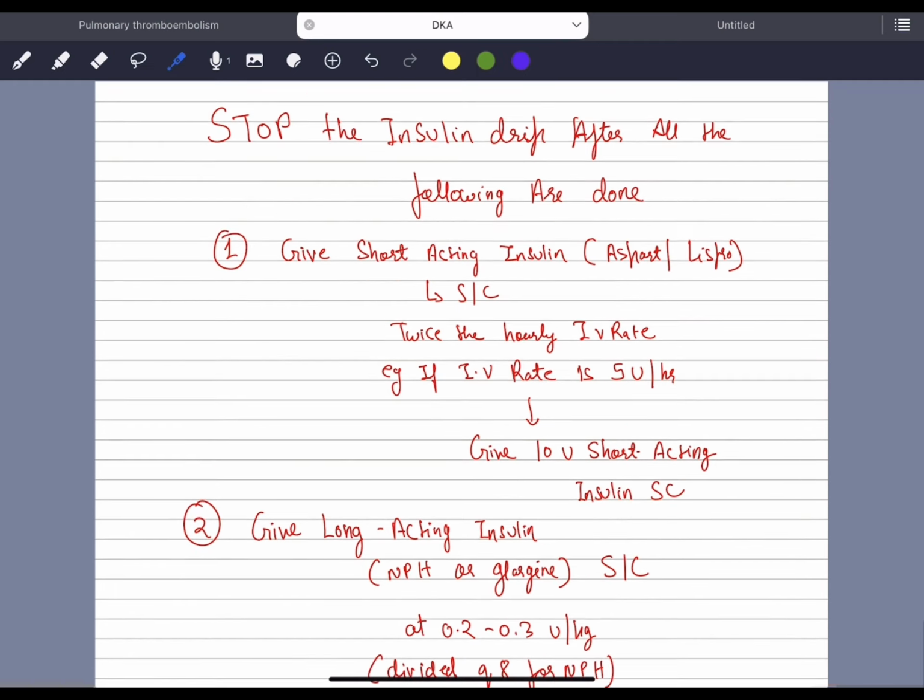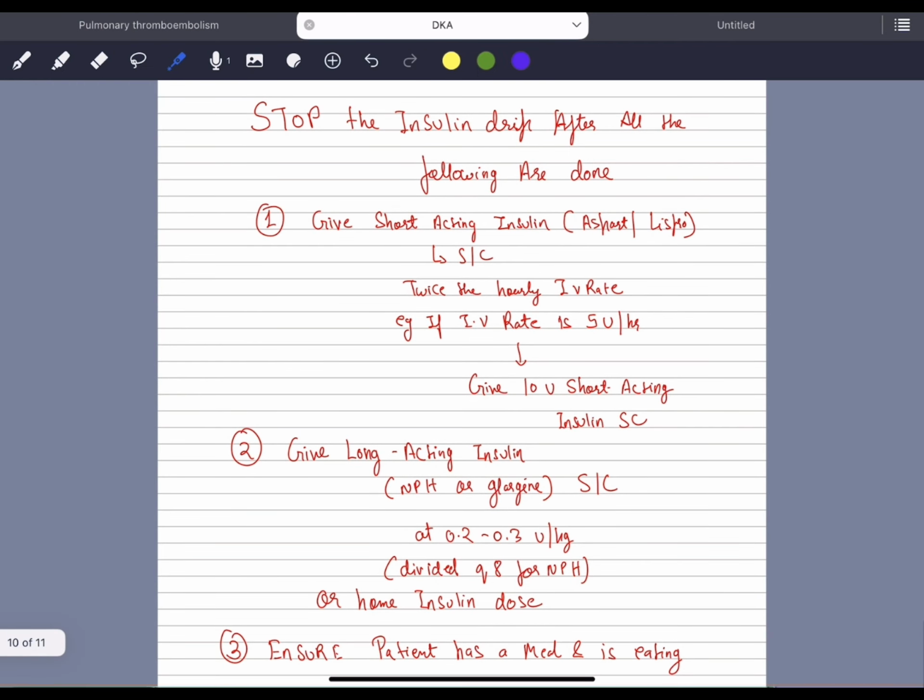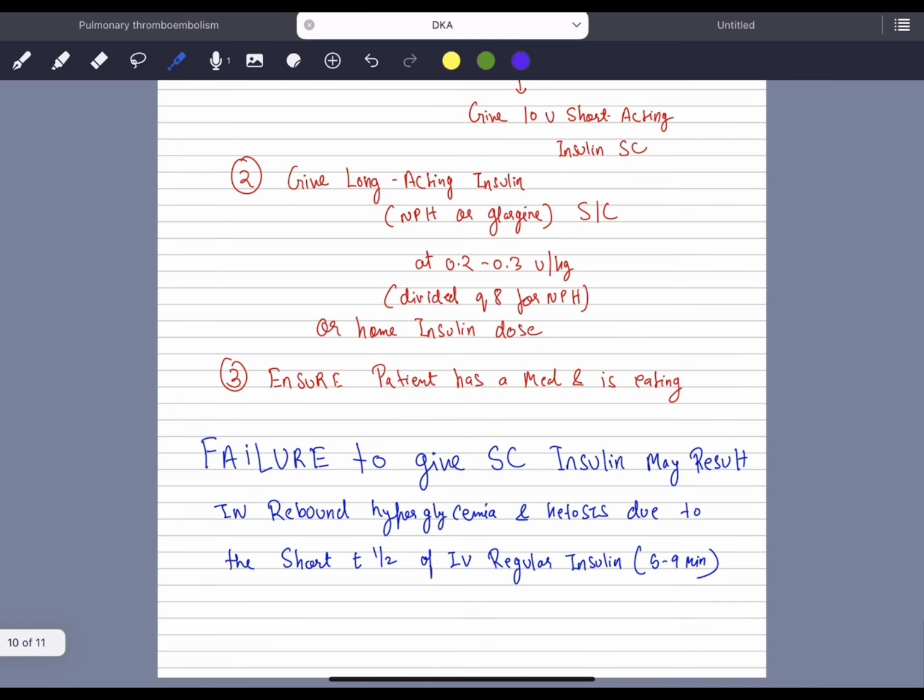Now, why are we giving subcutaneous insulin before stopping the insulin drip? Because the half-life of regular insulin is only 5 to 9 minutes. Failure to give subcutaneous insulin may result in rebound hyperglycemia and ketosis. Why? Because IV regular insulin has a very low half-life, 5 to 9 minutes only.